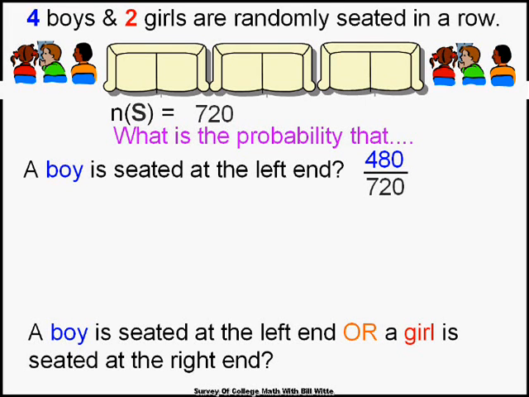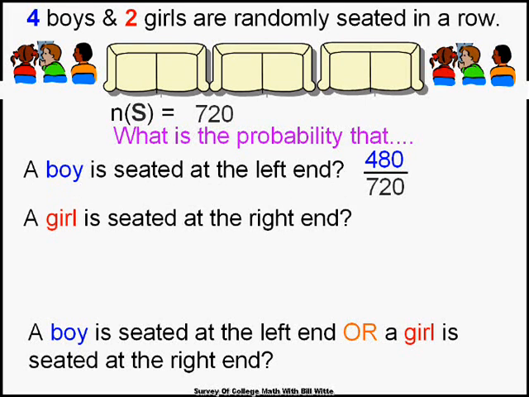Now we take the probability of the other event, a girl being seated at the right end. We only have 2 girls, so we'll start with that seat at the right end with the 2, and then fill in the other people, 5, 4, 3, 2, 1. That comes out, I hope you see, to a different number over the sample space. In this case, it's going to be 240 over 720.